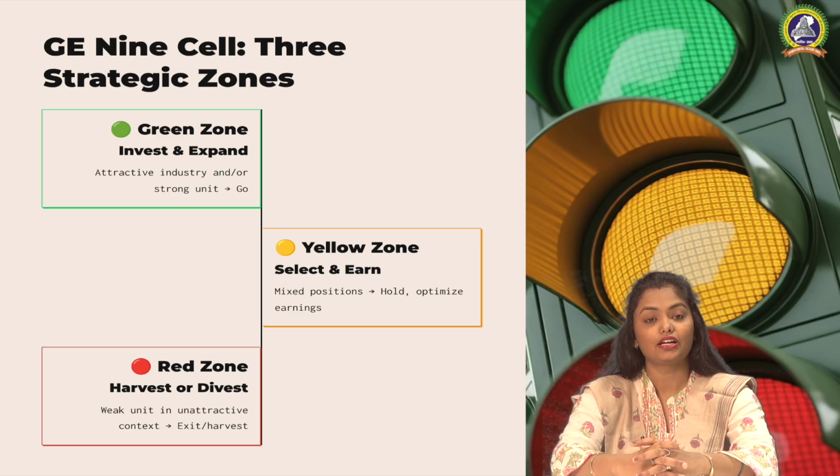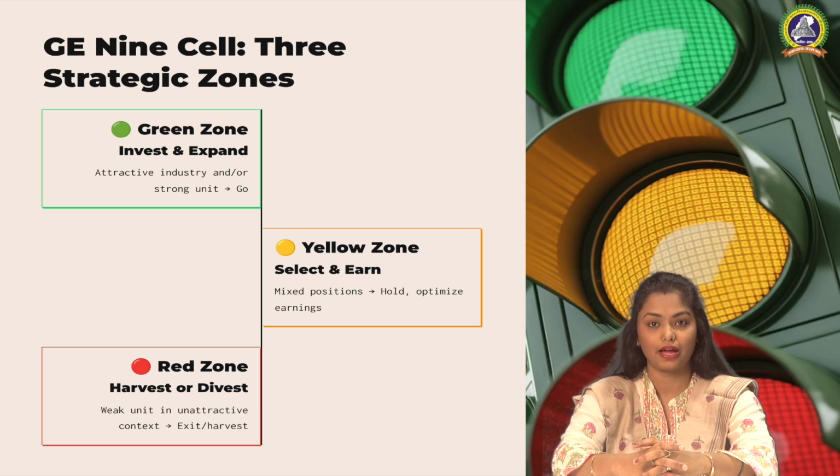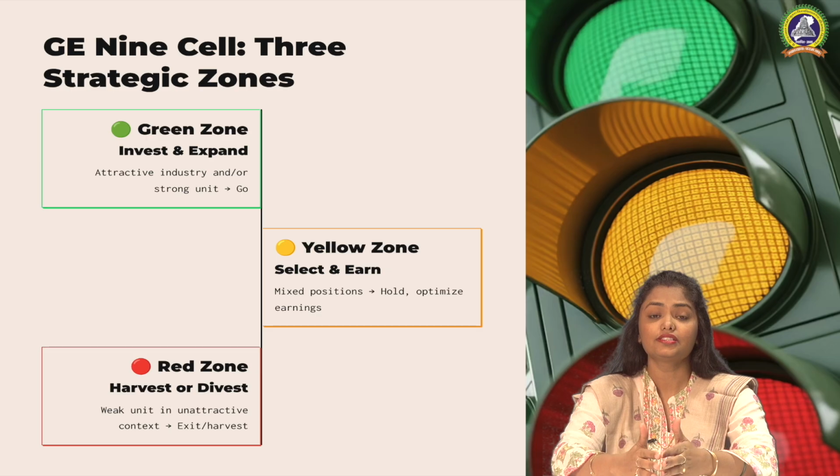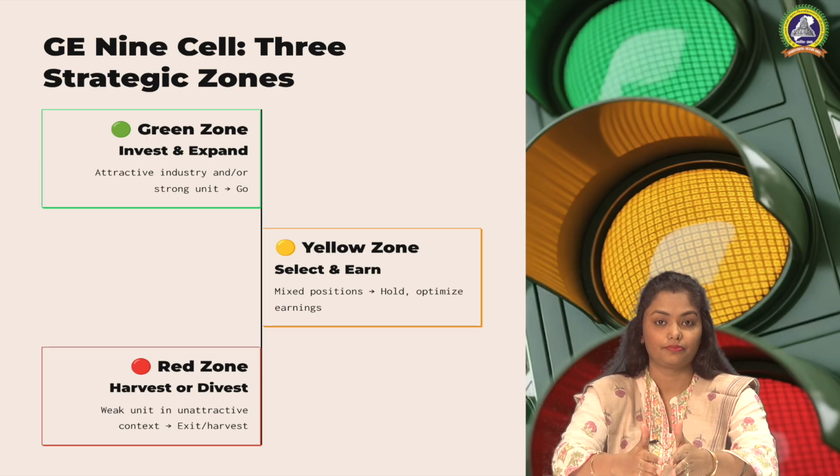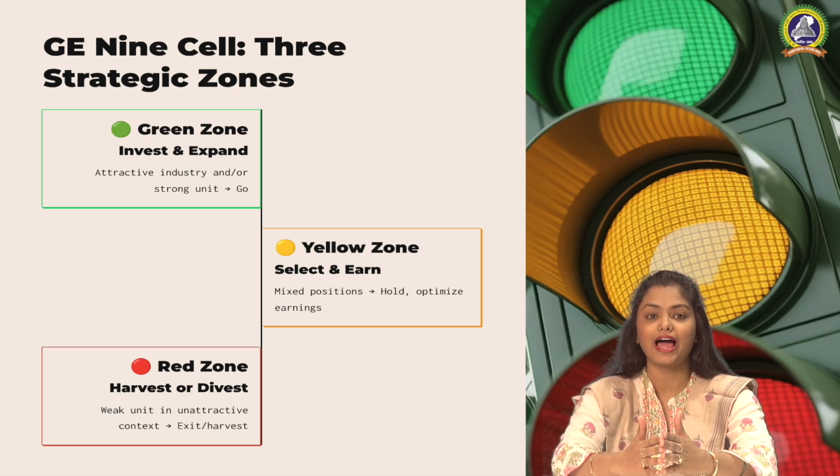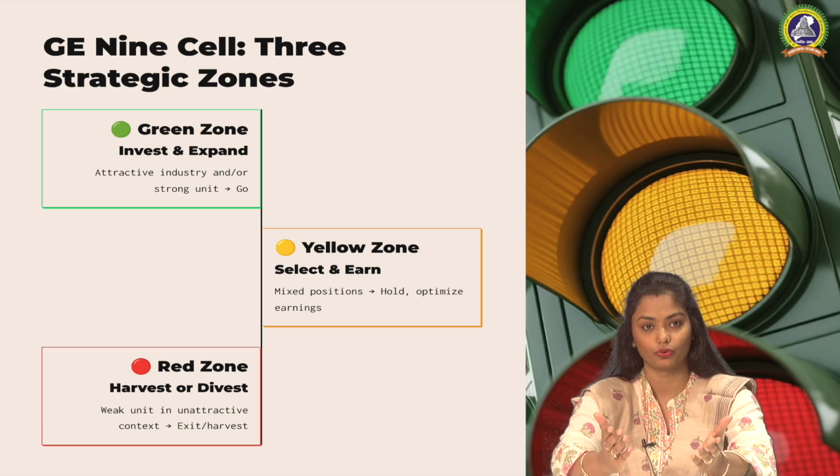Second one is select or earn, that is a yellow zone. This zone is represented by yellow. This covers the diagonal cells with combinations like high, weak, medium, average and low, strong. This is a wait and watch situation. A mixed situation persists and a possibility of high growth does not clearly exist. The strategy here is to hold the position and concentrate on earning while waiting for opportunities for growth.